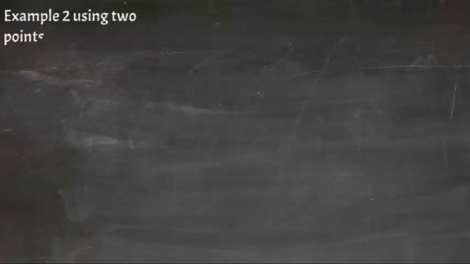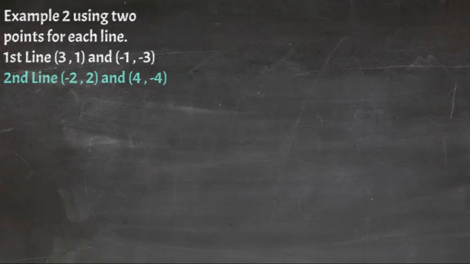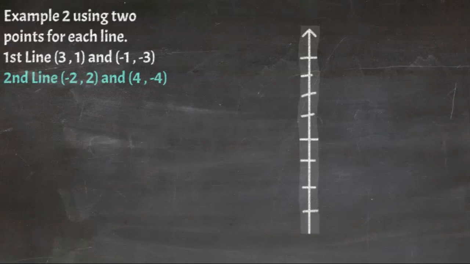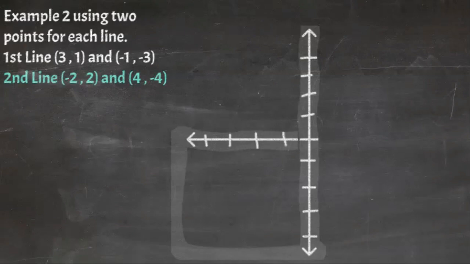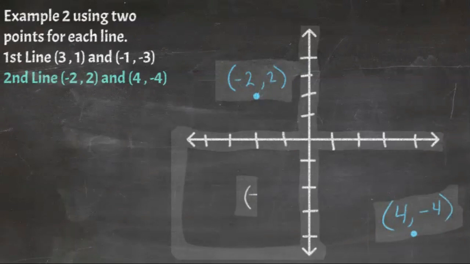Example 2, using 2 points for each line. First line is 3, 1, and negative 1, negative 3. The second line will be negative 2, 2, and 4, negative 4. So let me draw the graph out for you. Here's the first point, negative 2, 2. And your second point, 4, negative 4. Then another point, negative 1, negative 3, and 3, positive 1.